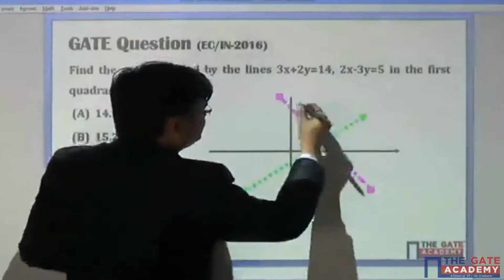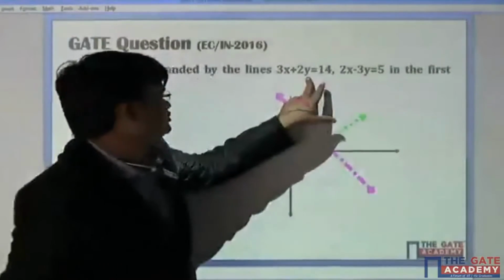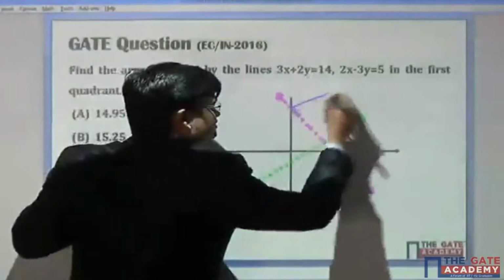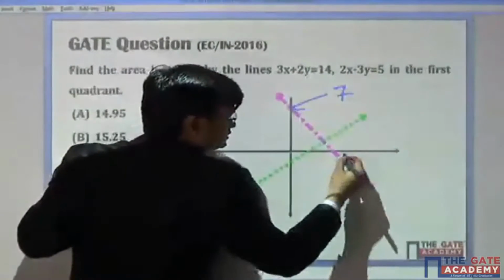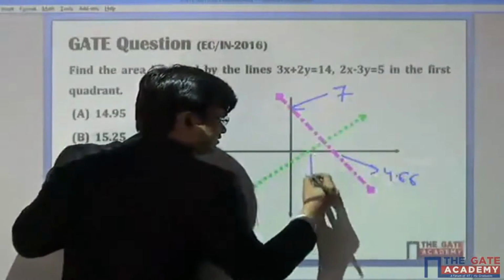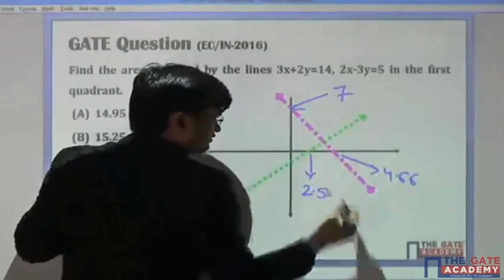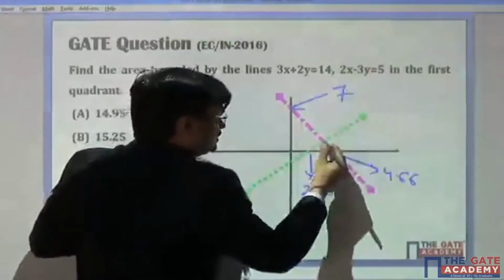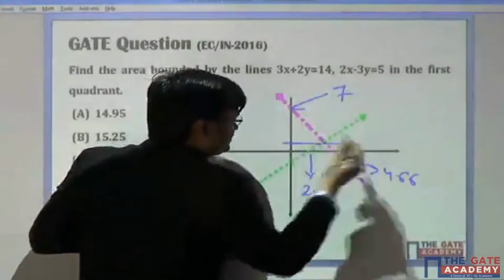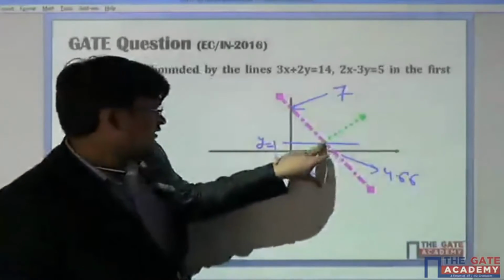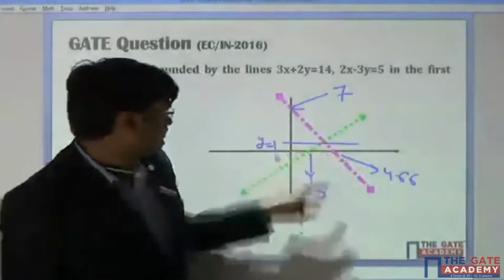So how have I plotted this? By putting y equal to 0 and finding the x value, and putting x equal to 0 and finding the y value. So this value is 7, this is 4.66 and this is 2.5. If you find the intersection point by solving these two equations, you will find that this particular line is at y is equal to 1. That means here the coordinate of y is 1.